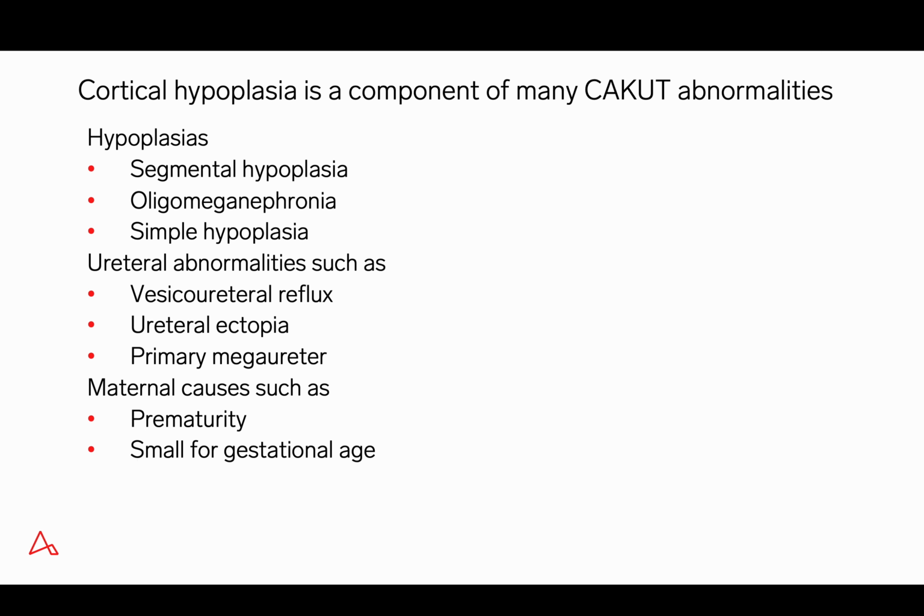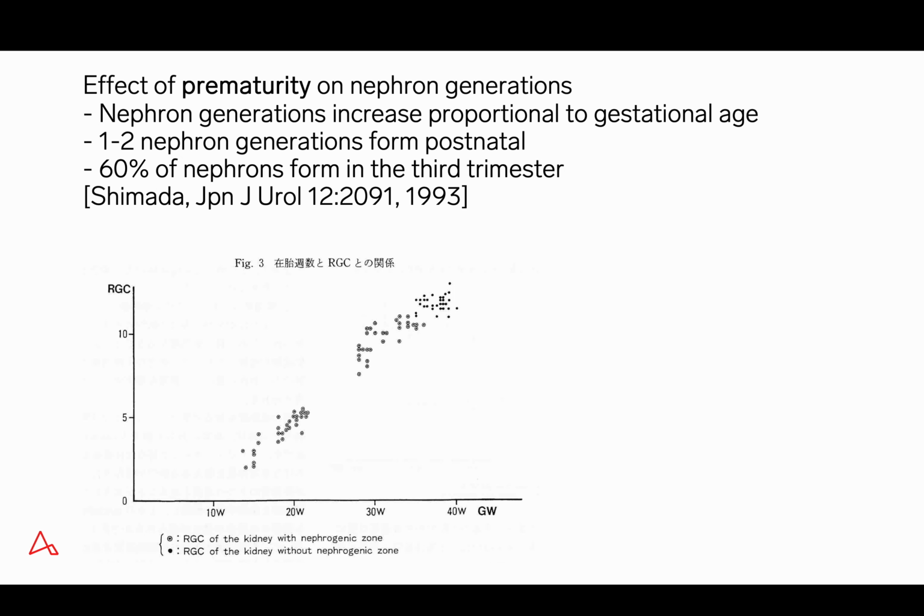In addition, there are a number of maternal causes I have listed here too: prematurity and small for gestational age. The effect of prematurity is shown in this graph from this Japanese article published in 1993, where at the bottom we have gestational age in weeks, and on the left we have the radioglomerular count. And as you can see, there's a fairly linear pattern of increase in nephrogenesis with increasing gestational age.